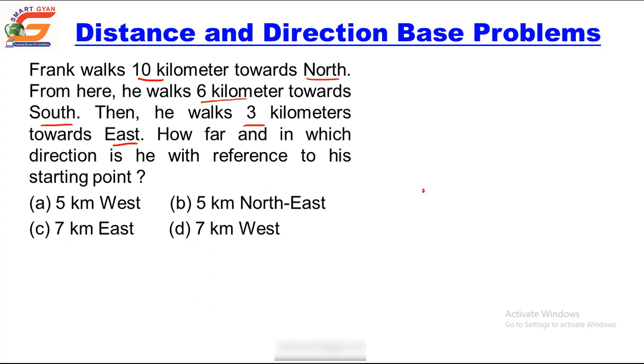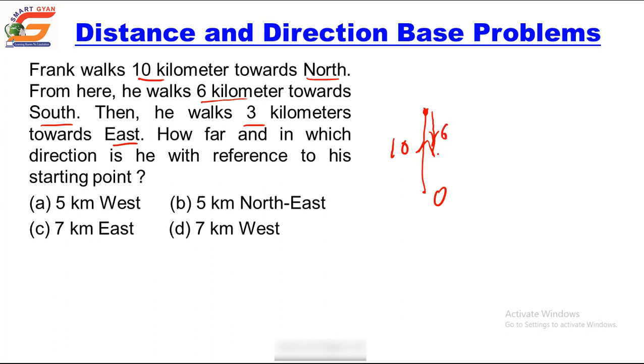So initially we can take any point as origin. From this point, Frank moves 10 km towards north. We know that north is towards up, so this way Frank moves 10 kilometers. Then he walks 6 kilometers towards south, means along the same line towards down, that is downward movement. So this is given 6 kilometers.